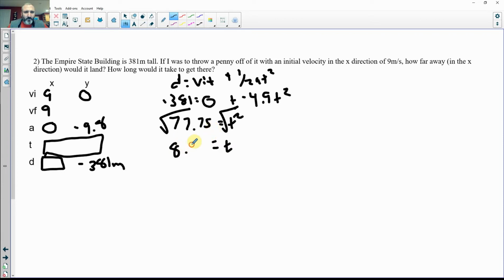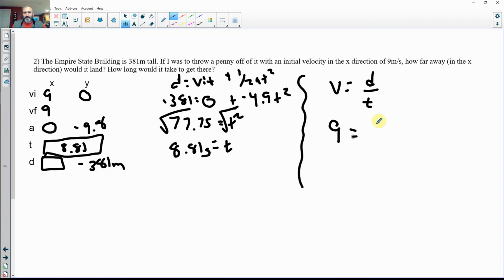8.81 seconds. All right, so that's how long it's going to take to fall. And then because we're looking for displacement in the x, we're going to do v equals d over t. V in the x is 9, d is what we're looking for, and time is going to be 8.81 seconds. So we can just cross multiply: 9 times 8.81 equals d times 1, which is just d.